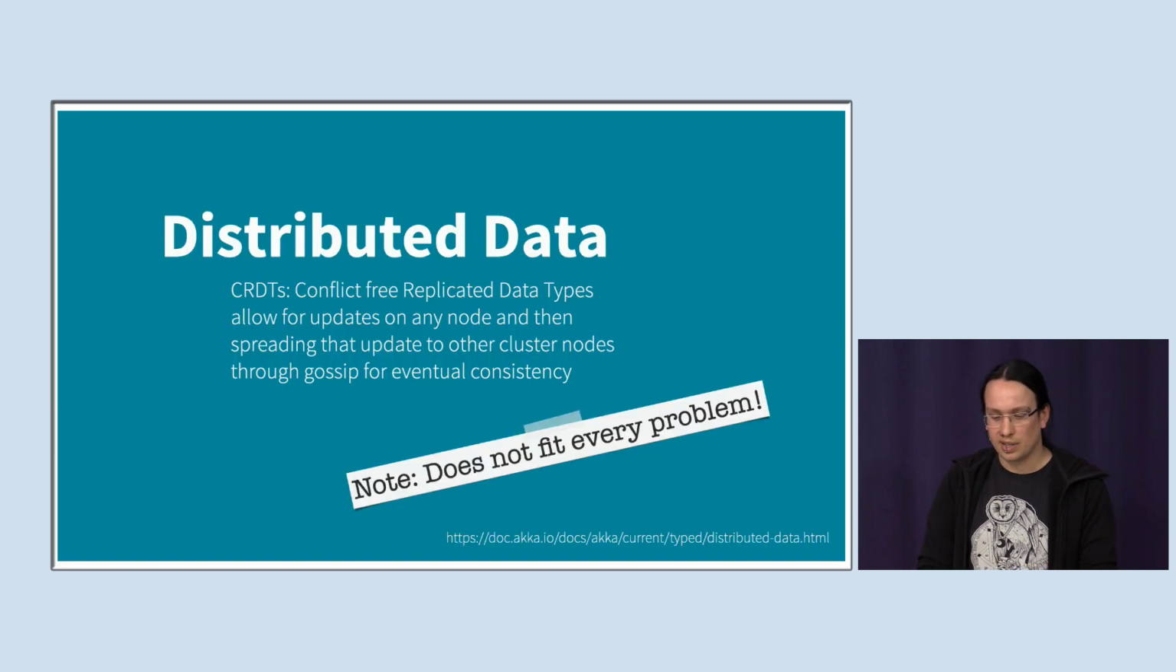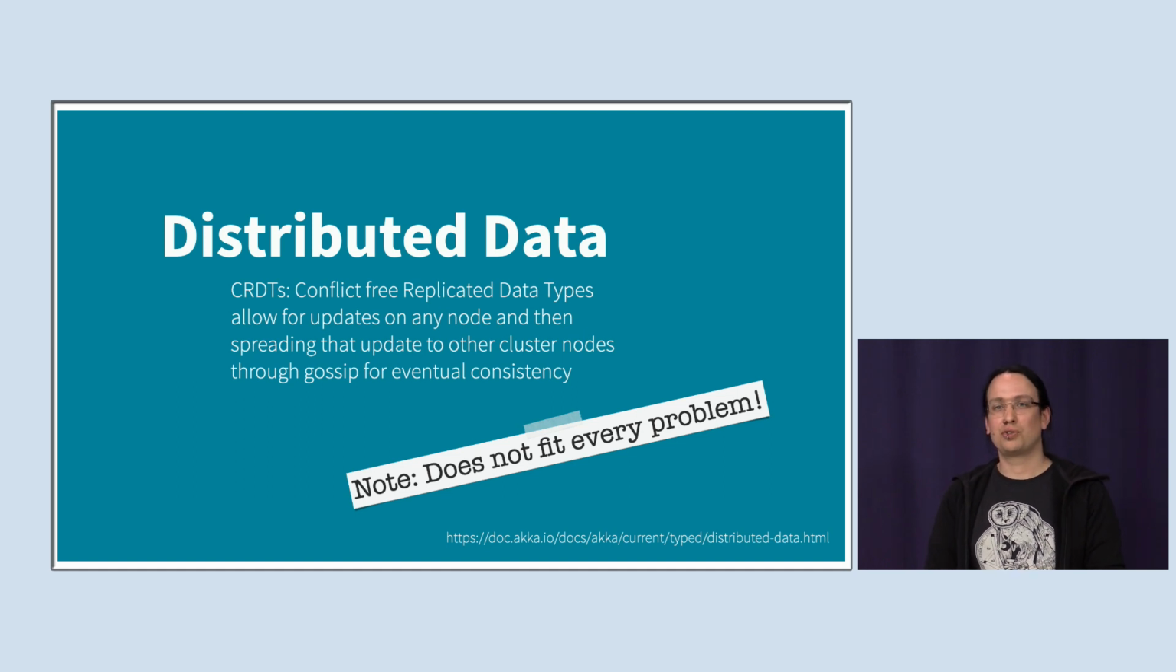All right, let's look at the next component, distributed data. So distributed data is a component based on CRDTs, conflict-free replicated data types, which is a way to allow a data structure to be updated on any node concurrently. And those changes will then be gossiped in the cluster, and the data structures on each node will eventually reach the same state.